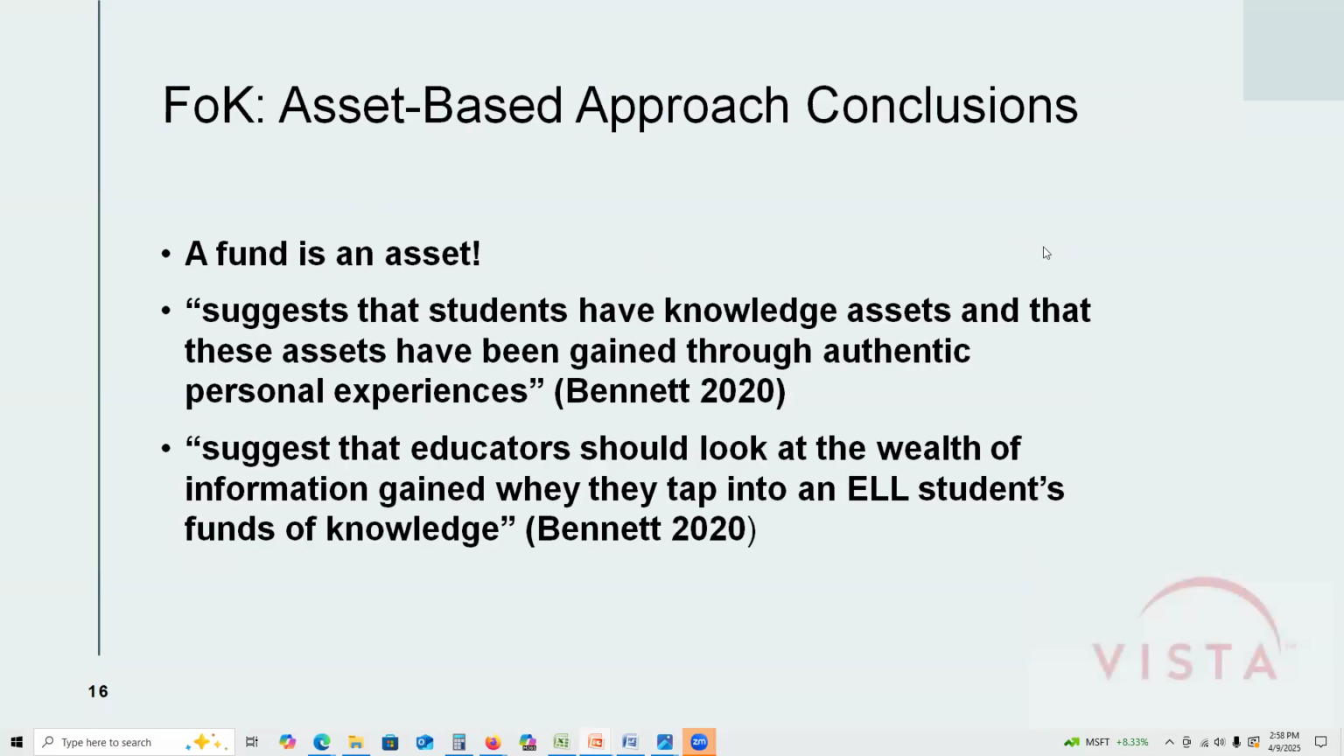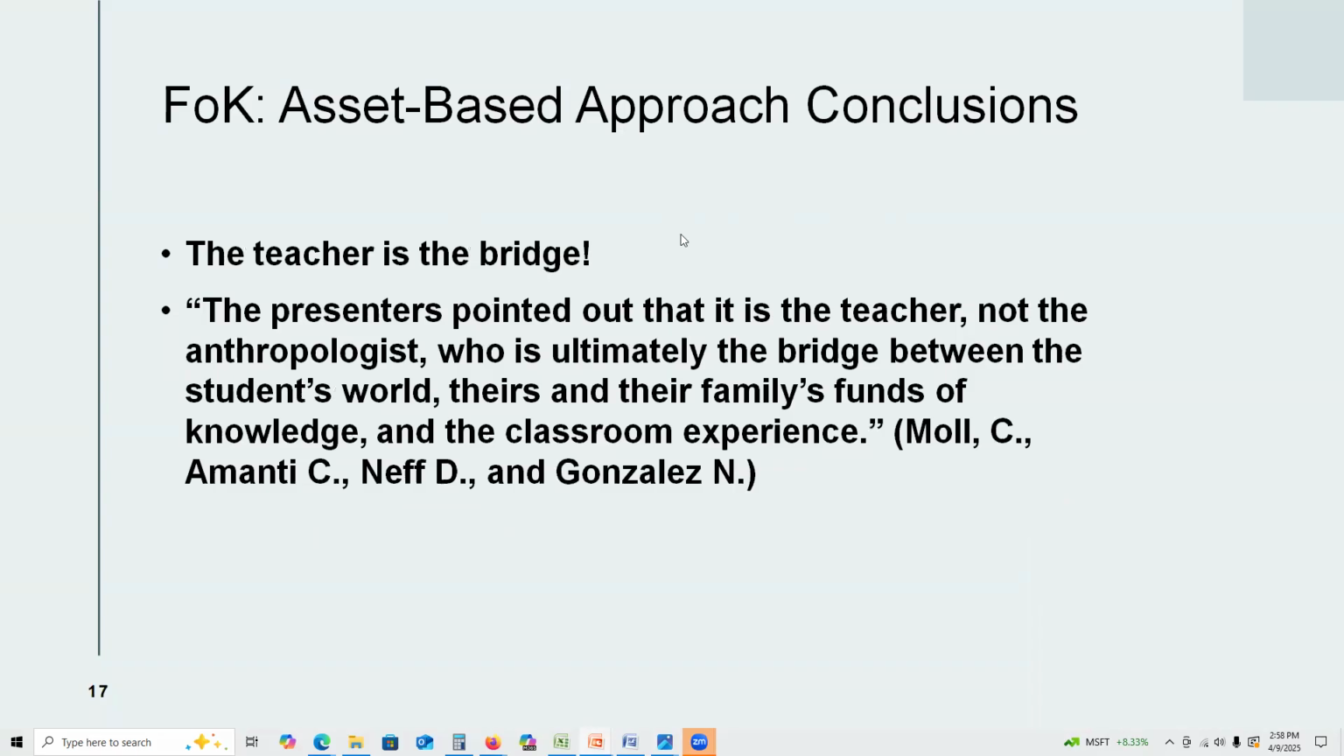So essentially, a fund is an asset. This funds of knowledge is an asset. It suggests that students have knowledge, assets, and that these assets have been gained through authentic personal experiences. It suggests that educators should look at the wealth of information gained when they tap into an ELL student's funds of knowledge and just recognize this is an asset. They have all sorts of skills and knowledge, like dispatching chickens and knowing how to install a toilet. That's absolutely amazing. Knowledge I don't have. My husband's a plumber, so I'm very thankful for that.